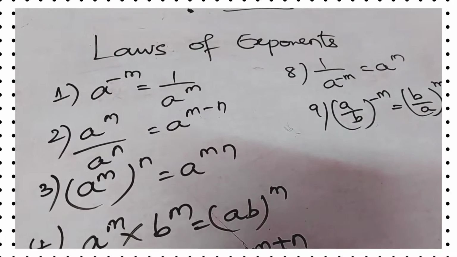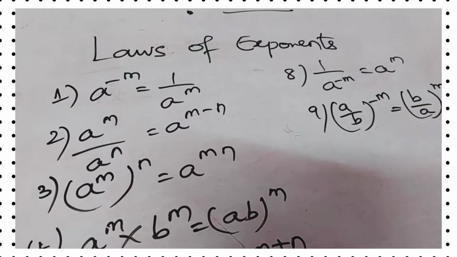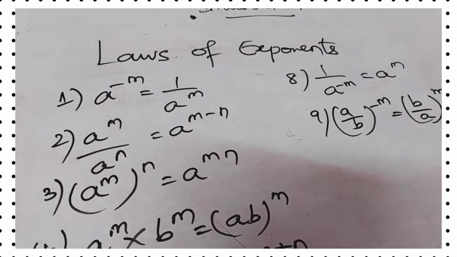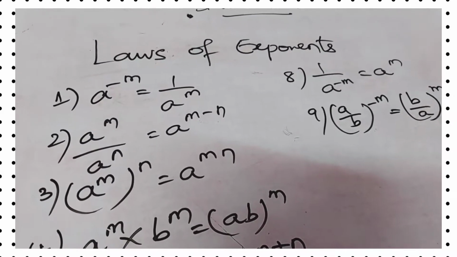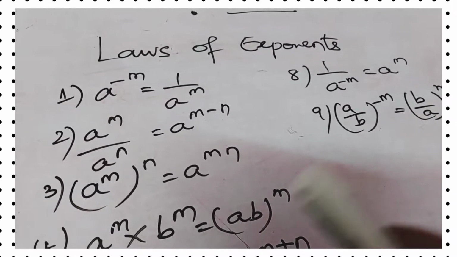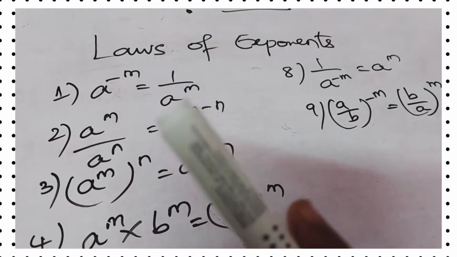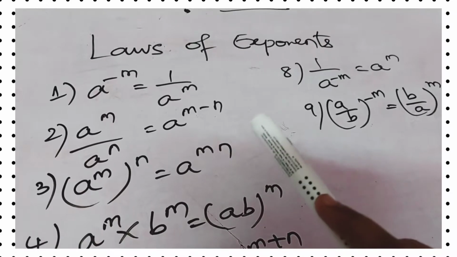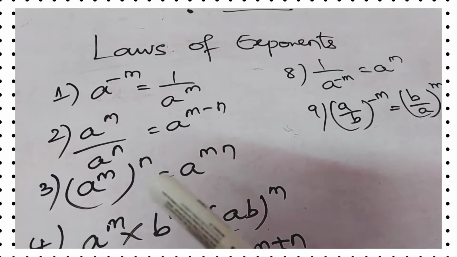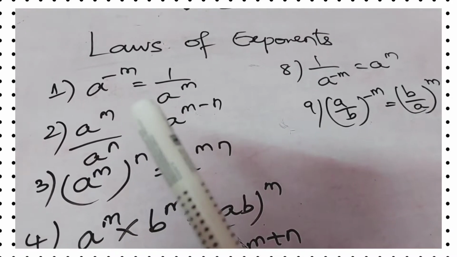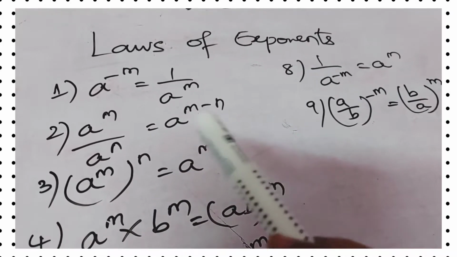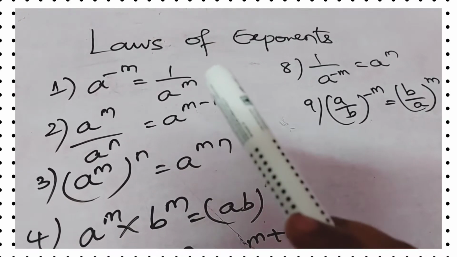So before starting the exercise, I just want you to know the laws of exponents. There are some laws which are very useful in your exercise. The first law is a to the power of minus m is equal to 1 by a to the power of m. This we have studied now. If minus is there, you have to write 1 by a to the power of m.